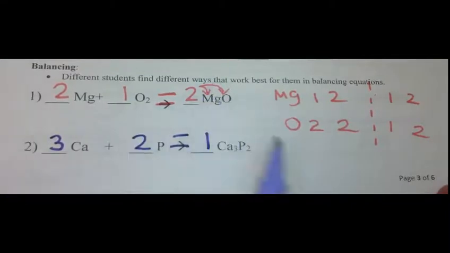And then we can check finally at the end. All right, so here's how I'm going to check. I want to make sure that both sides are equal. On the left side I have 3 calciums. On the right side I have 3 calciums.